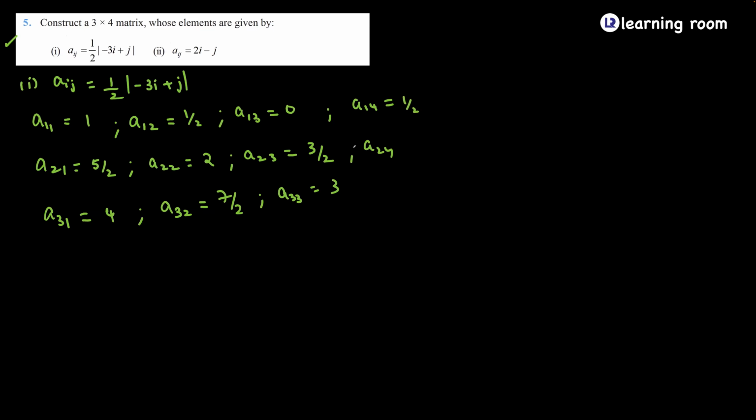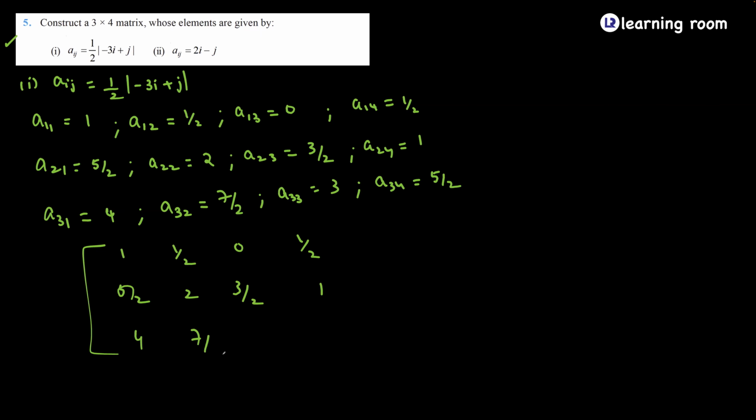A24. A24 is, so when I substitute 2 here, minus 6 plus 4, 2 by 2 is going to be 1. So A34. So when I substitute 3 here, minus 9 plus 4, so 5, 5 by 2. So the matrix is going to be 1, half, 0, half. Second row, 5 by 2, 2, 3 by 2, 1.